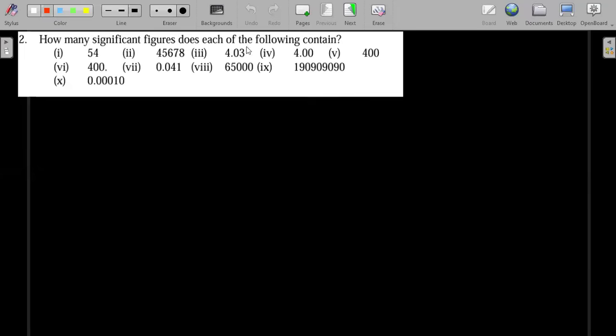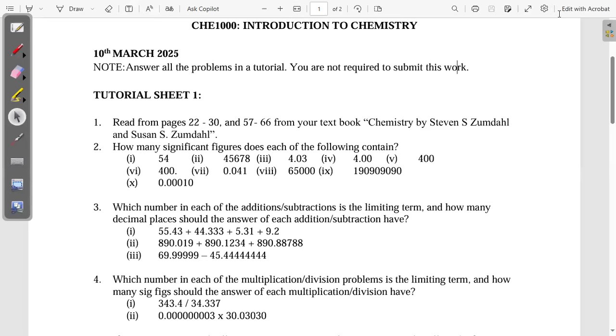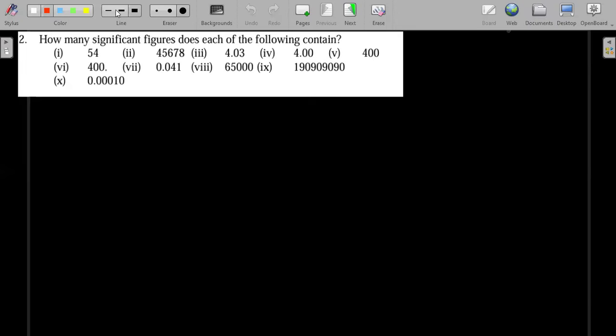So we start from, is this the first question? Let me go back here. Yes, question 1 is just instructions here, so we start from question 2. On question 2, they're saying, how many significant figures does each of the following contain?